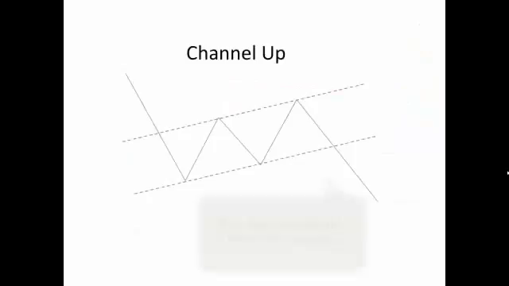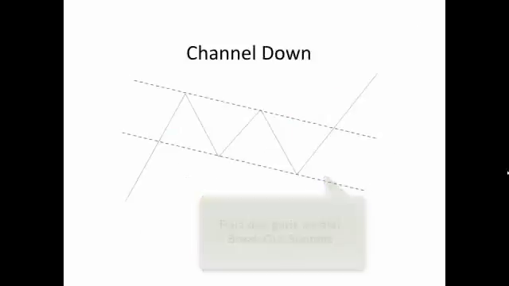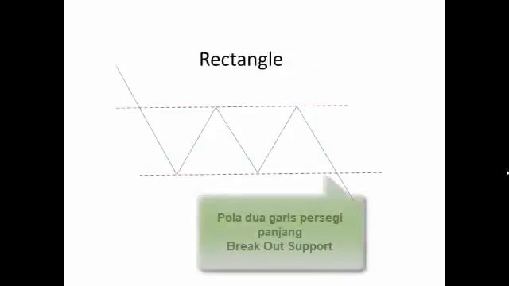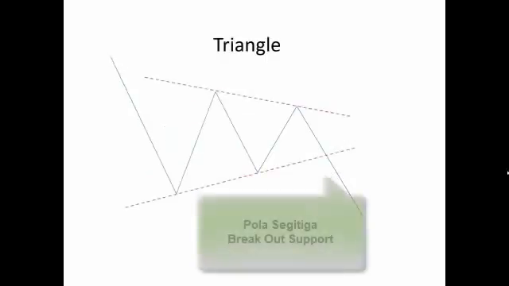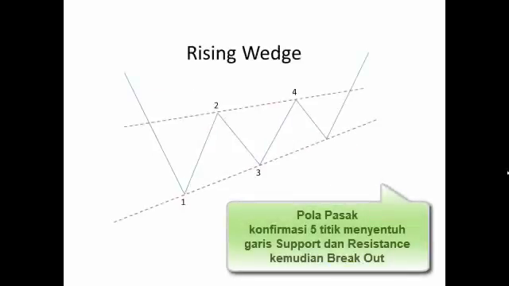For example, channels form between parallel lines that slope upward or downward. A rectangle forms between horizontal parallel lines. Triangles have downward sloping resistance and upward sloping support, and wedges slope in the same direction at slightly different angles.